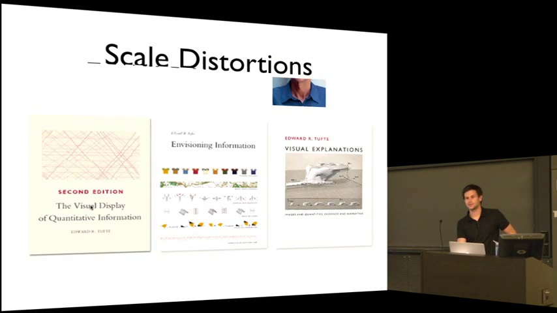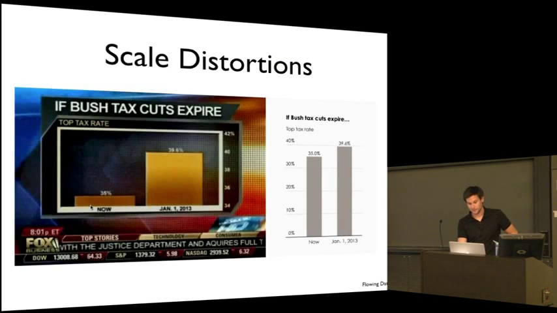The first one is scale distortions. This was on Fox, and they compare what would happen if the Bush tax cuts expire, now and on January 1st. Actually, if you change the scale, then it wouldn't be that horrible. And this is lying using visualization. People, of course, know that the effect is not that large, but they do this on purpose. And you shouldn't do that.